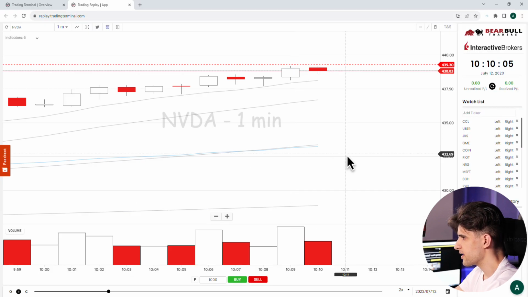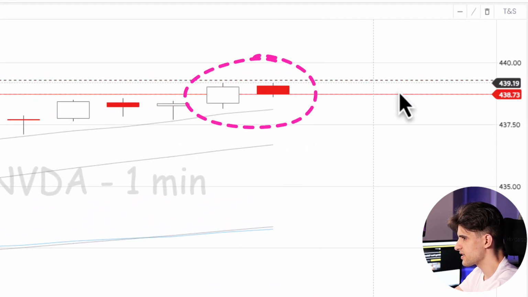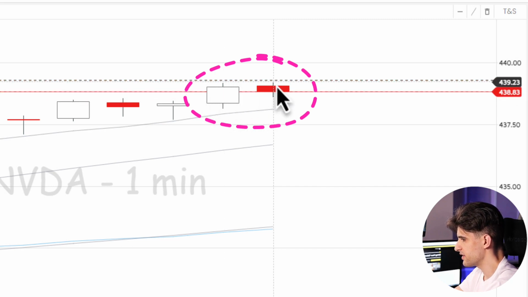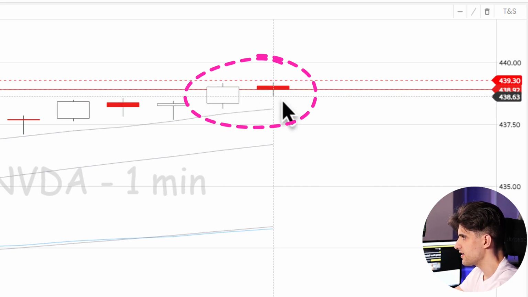439-ish area. So I can see that the stock is actually approaching this level at 439-ish area, and I see that we're starting to hold. This is obviously not enough of a sign. I need something more.